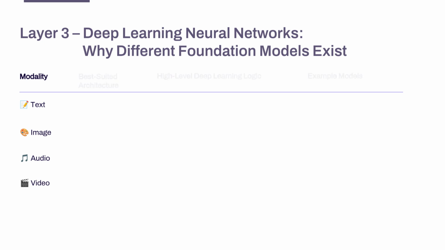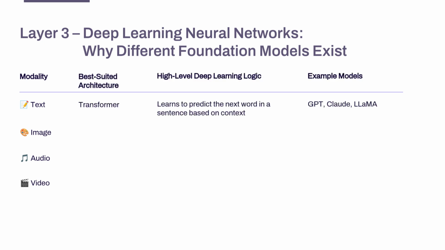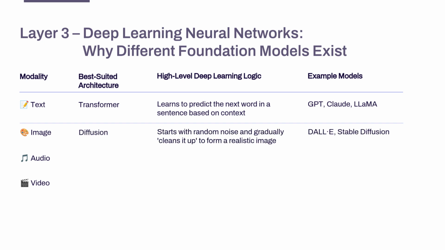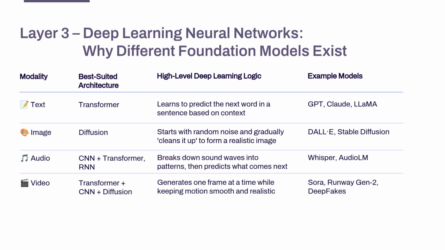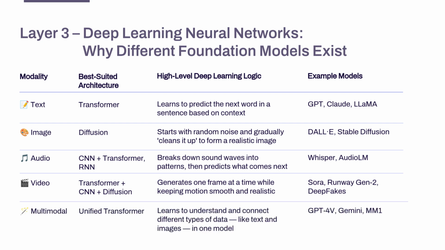For example, language models like GPT use transformers, which are great at understanding sequences and context. Image models like DALL-E or Stable Diffusion use diffusion models, which are better at generating high-quality visuals. Audio and video models often rely on convolutional networks, recurrent layers, or hybrids. And the future is moving toward unified, multimodal models capable of understanding and generating across text, images, audio, and video.